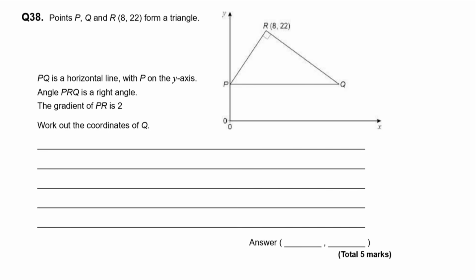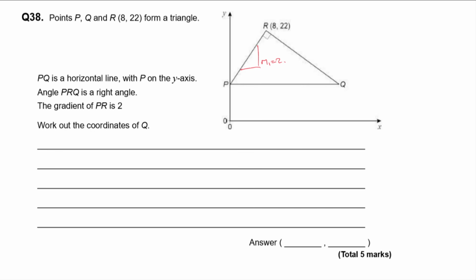Question 38, points P, Q and R, where we've given R, it's 8, 22, form a triangle. PQ is a horizontal line with P on the y-axis. Angle PRQ is a right angle. The gradient of PR is 2. Work out the coordinates of Q. Okay, it's interesting. Right, so we know the gradient of PR. PR has got a gradient of 2. So if I did change in y and change in x, I'd get a gradient of 2, wouldn't I?